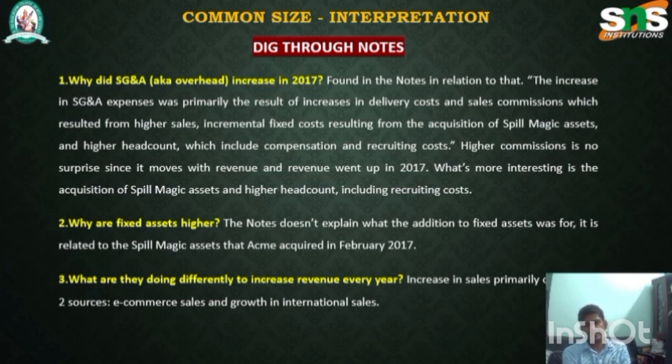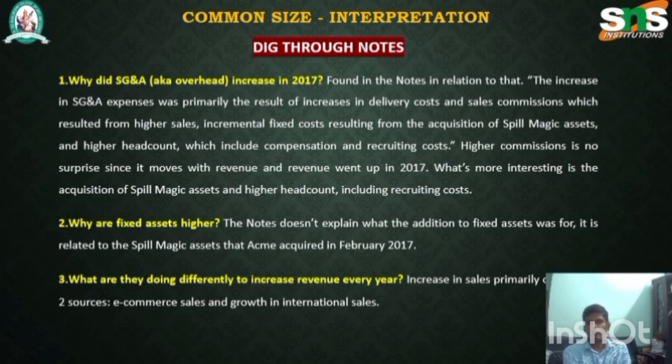Say, for example, depreciation or interest expenses, selling and distribution expenses, total income. For each and every line item, there will be a note to accounts for the detailed explanations. So in the year 2017, why did SGA increase?